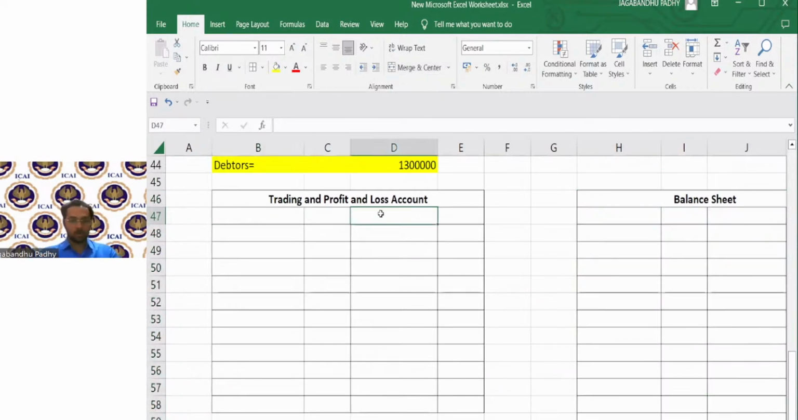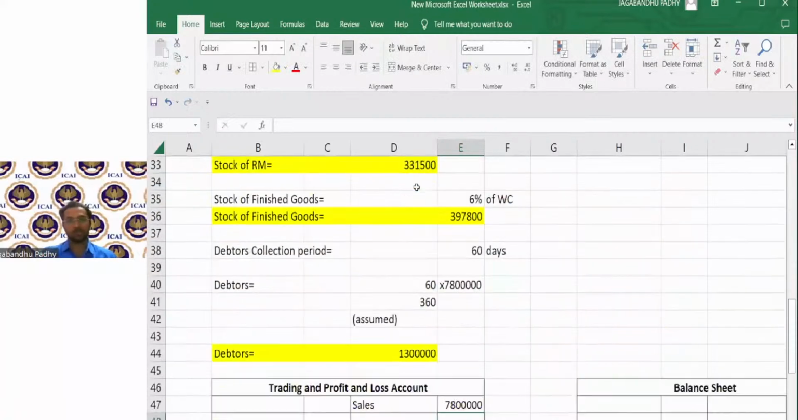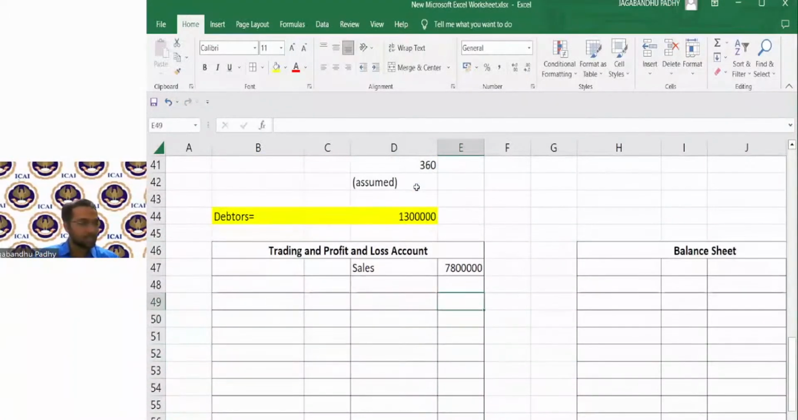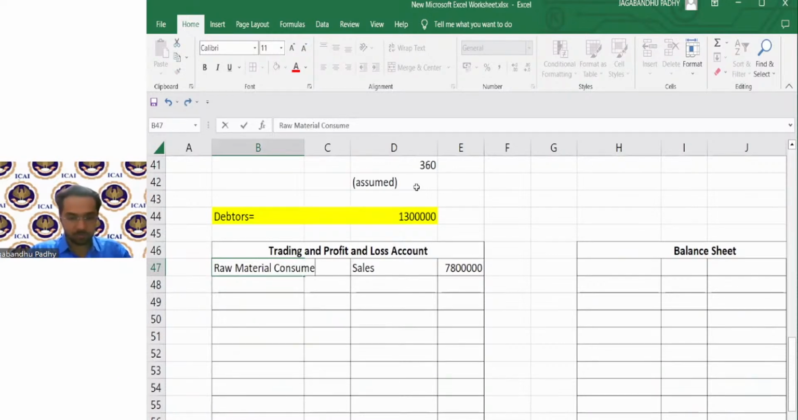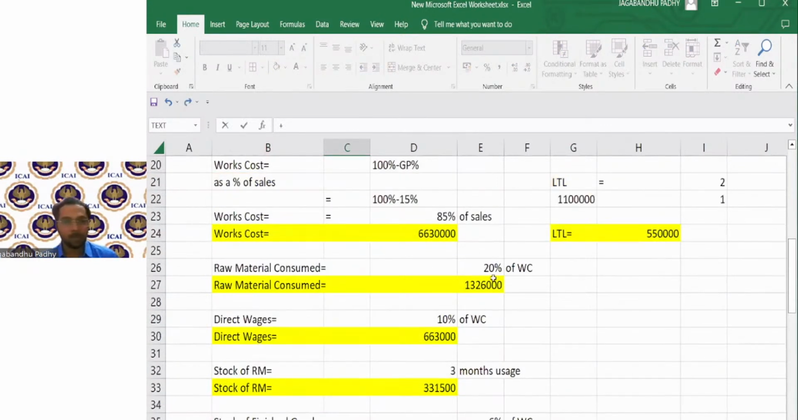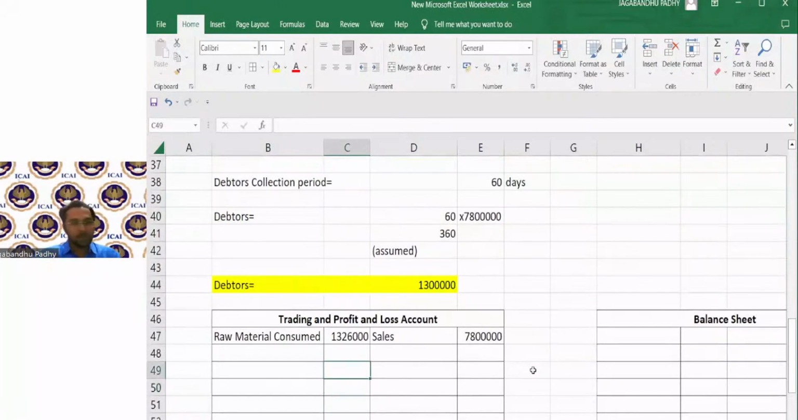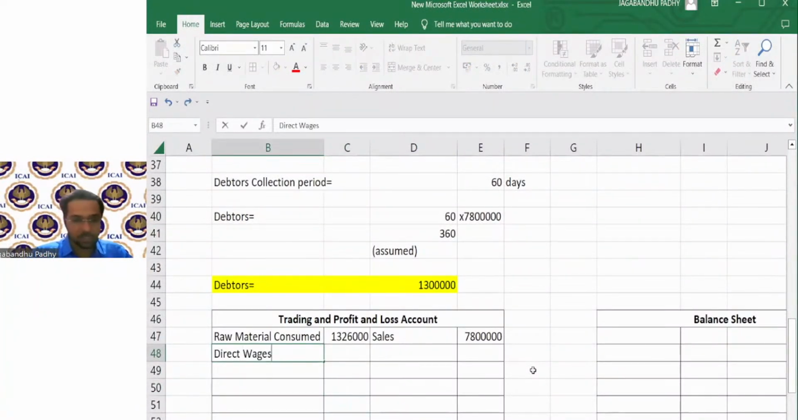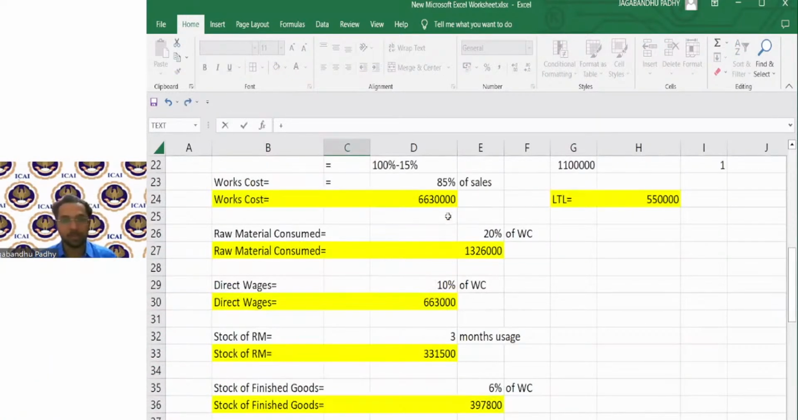Okay. So in trading and profit and loss account, first we write down the sales. The sales figure is what we have got as 78 lakhs. Then the other side, raw material consumed. Just write it in short form. Raw material consumed is what we have computed as 13 lakh 26,000 earlier, right? Then after this, we have in the trading account direct wages. So direct wages also we have computed as 6 lakh 63,000.